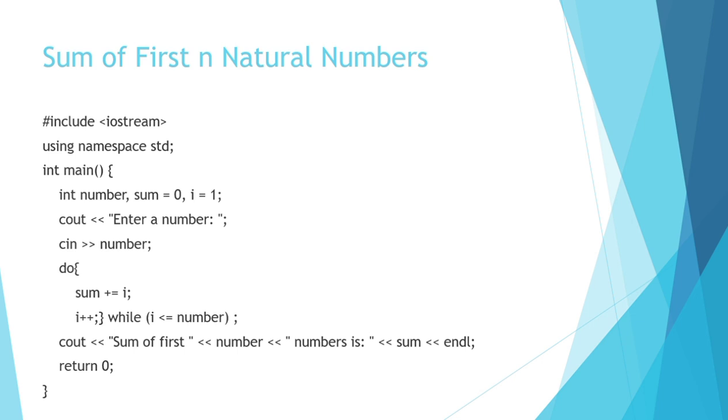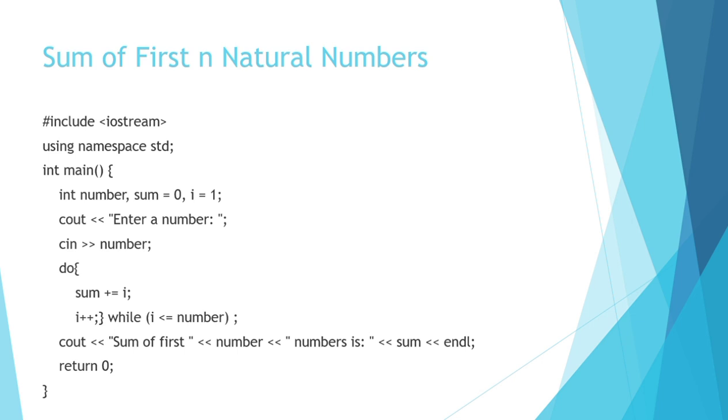Using namespace std. This line tells the compiler to use the std, standard, namespace. In C++, many standard library functions and objects like cout, cin, and others belong to the std namespace. int main. This is the entry point of the program. The program begins execution at the main function.